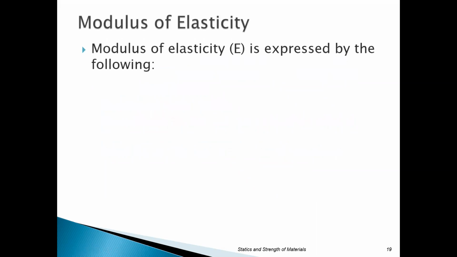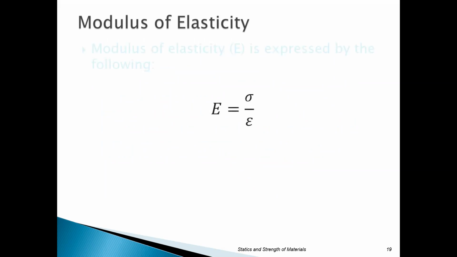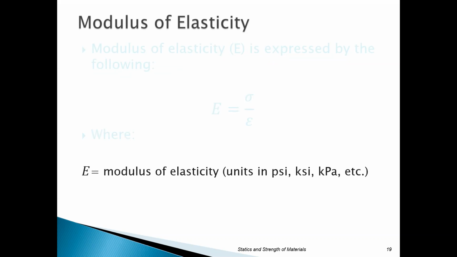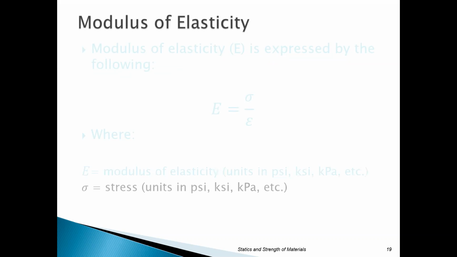So the modulus of elasticity, expressed as the uppercase E, is very simply the comparison of the amount of stress divided by strain. Essentially, you're just graphing stress divided by strain, and it turns out to be a linear relationship. So modulus of elasticity will have the same units that stress is in. It's going to be PSI, KSI, kilopascals, whatever. And we'll see why that is mathematically in a minute.